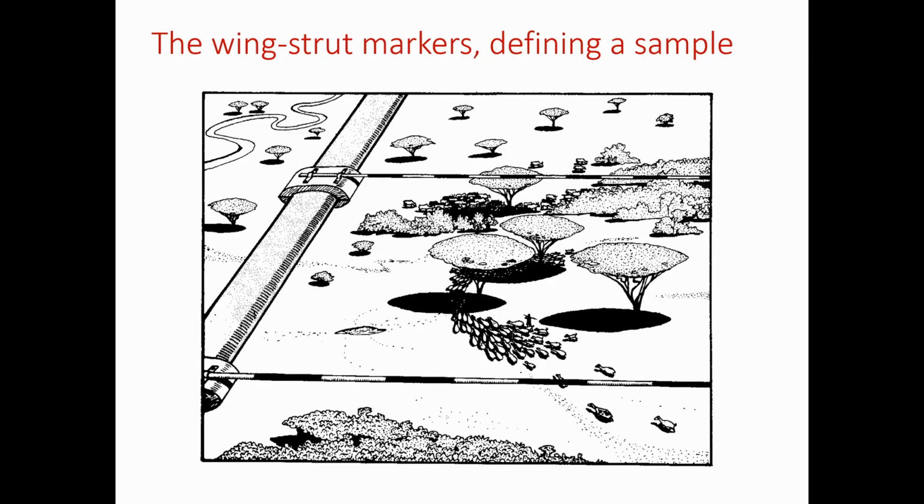Now, how do you actually define these samples? In the plane, you have wing counting markers attached to the wing struts of the plane. And this is just a graphic demonstration of how this thing looks. And here we have a group of sheep going under a tree, and you're counting everything between those markers.